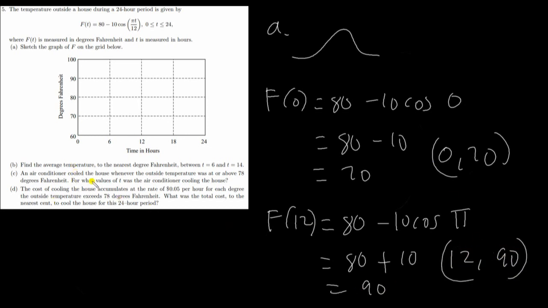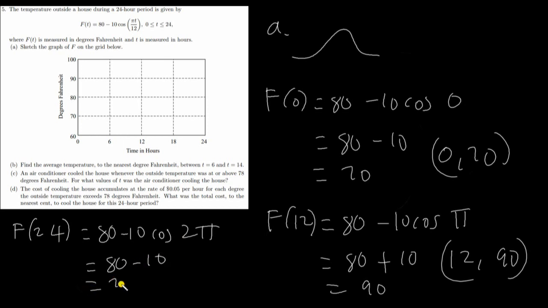And then finally I'll plug in 24. So that's going to be 80 minus 10 cosine. Plugging 24 here, I'll get 24 over 12, which is 2. It's cosine of 2 pi. And then cosine of 2 pi is the same thing as cosine of 0. It's 1. So we'll just get 80 minus 10, or 70. That's going to be 24 comma 70.